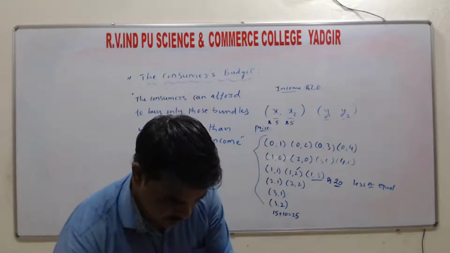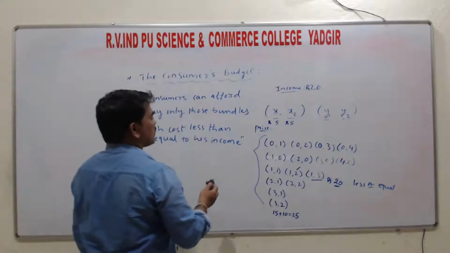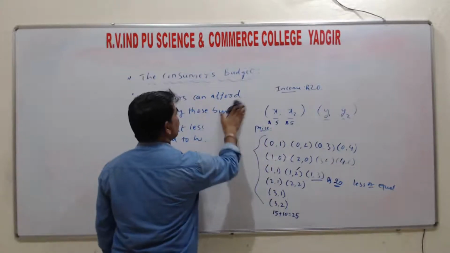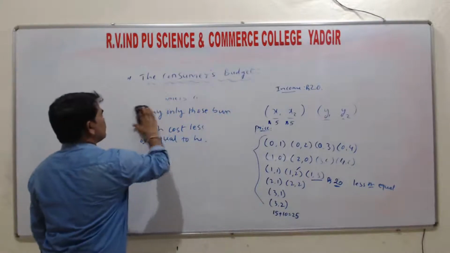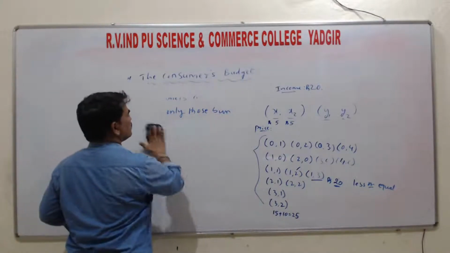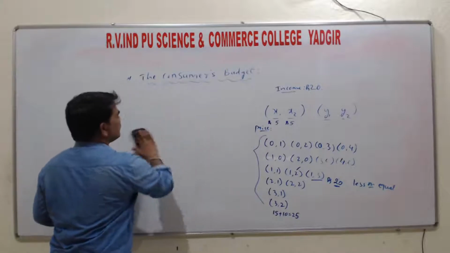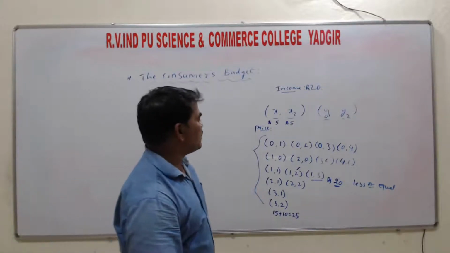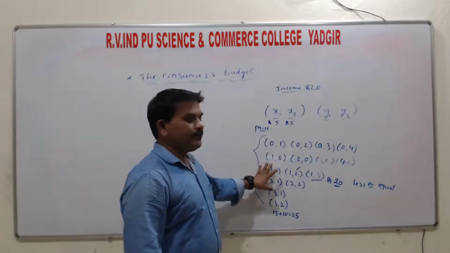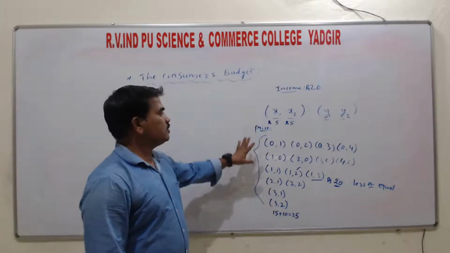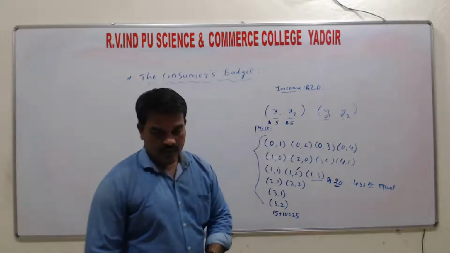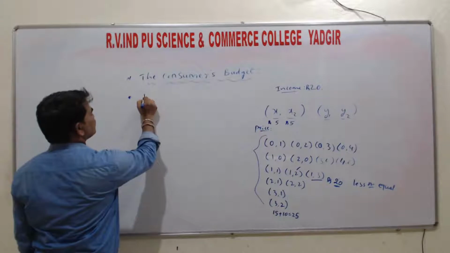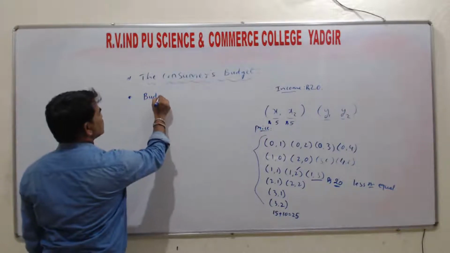Now I'll keep this. We need this for further topics. As we know, when he has limited resources, a fixed income, he can go with only those bundles which cost him less or equal to his income. Then the next topic here is budget set.